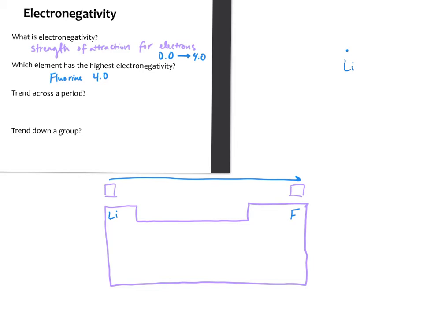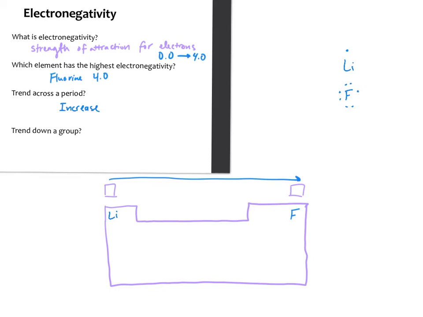So they don't want to gain electrons. Fluorine, on the other hand, has 7 valence electrons. It just needs 1 more to fill its shell of 8. That's why it wants electrons so much. Its electronegativity is so strong, it really wants those electrons to fill its shell. So going across the period, you increase in electronegativity because you're getting closer to fluorine.